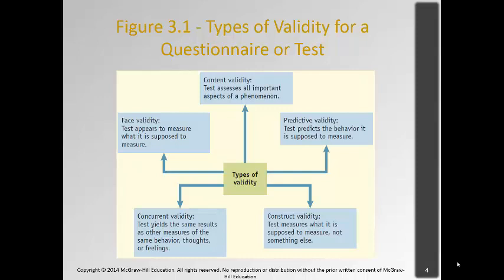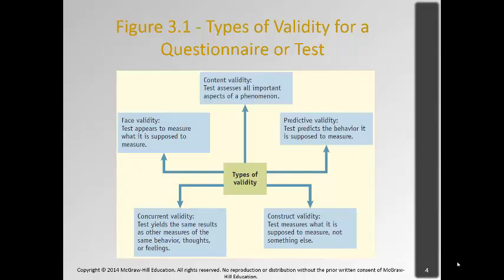Construct validity is that the test measures what it's supposed to measure and not something else. So that's the example I gave you before, so that the test is measuring depression and not anxiety. Concurrent validity is that the test yields the same results as other measures of the same behavior, thought, or feeling. So if I have a measure of depression 1, it should have a strong correlation or relationship with a measure of depression 2, since they're both supposed to be measuring the same thing.